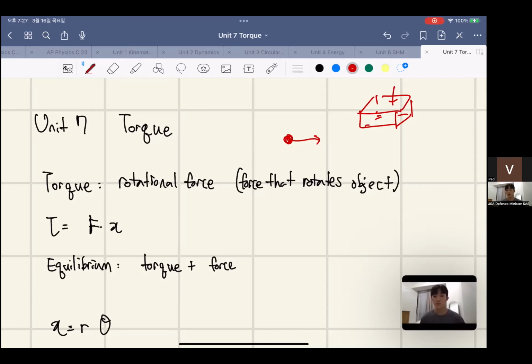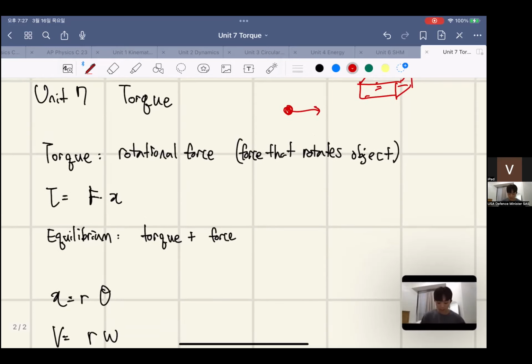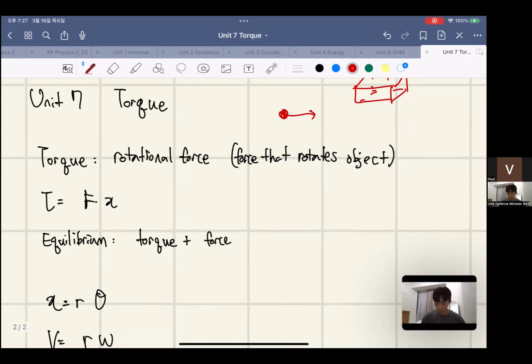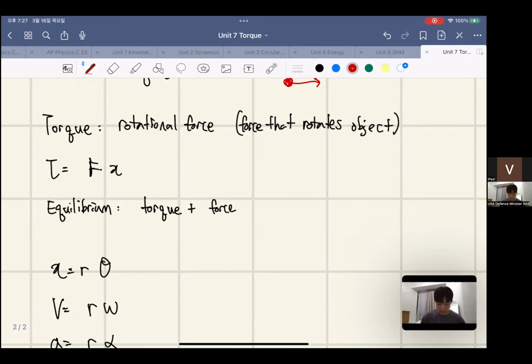So going back to our topic, now we're talking about forces that are applied to objects with volume. Thus, the object can actually rotate. And that's why I would like to define torque as the rotational force, or the force that rotates the object. And of course, in equation, we can express torque, which is tau, or this Greek letter that looks like a T, equals F times x.